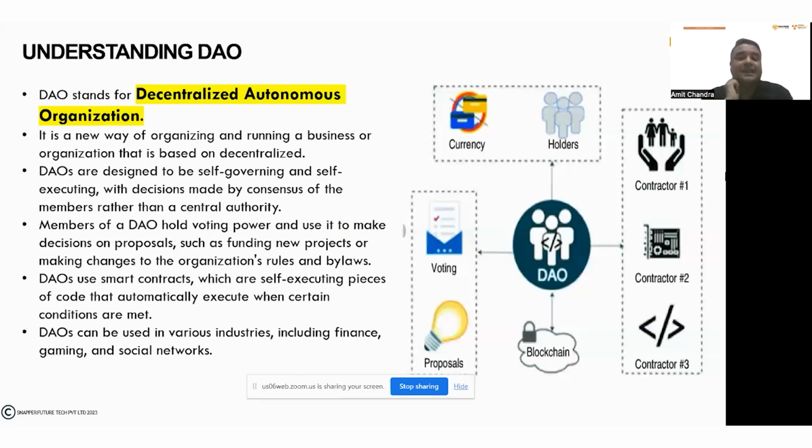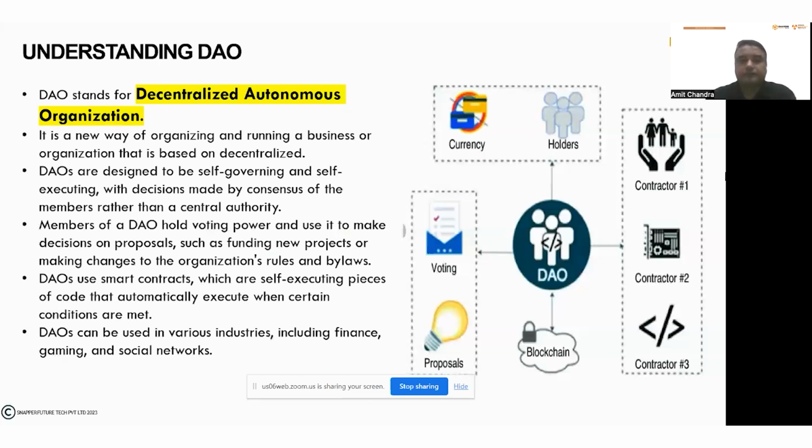So it's an automatically executing script which is already there in the network, and the decisions in the network are made by the group of people. Now, in DAO, the members who are part of that particular organization have voting power, and based on that voting power, they can either approve or reject a proposal. There are various ways where DAO can be used: in the financial sector, gaming sector, or in social networks.